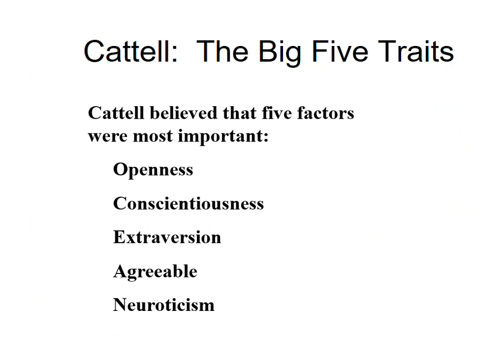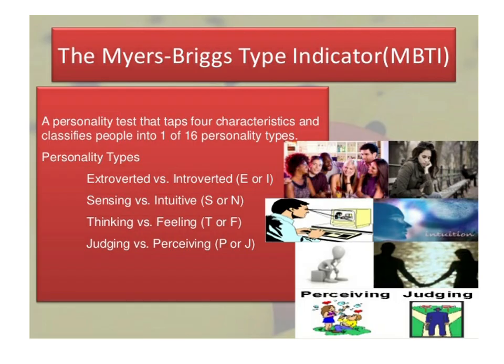Myers-Briggs Type Indicator, when we talk about this, it is a personality trait measure that captures four characteristics and classifies people into one of 16 personality types.